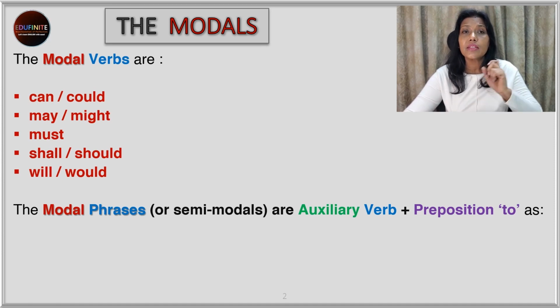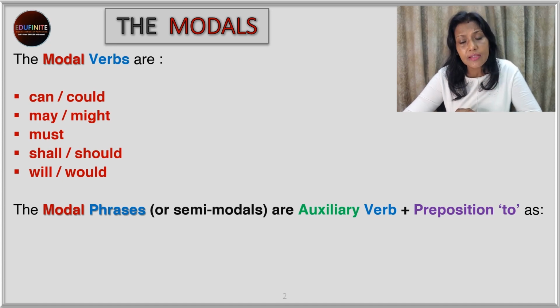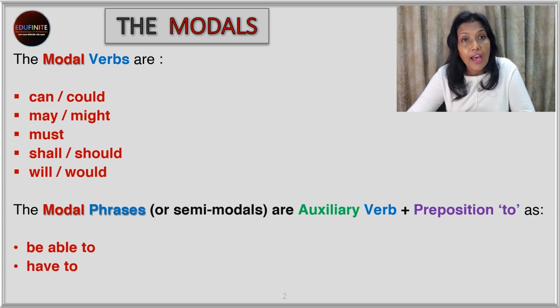Now, there are certain modal phrases. Now, what are these modal phrases? Why do we call them modal phrases? They are also called semi-modals. And what is their formation? Their formation is auxiliary verb plus preposition to. That means auxiliary verb plus to. To is the preposition. And they are as, be able to, have to, ought to, and so on. So these phrases are called modal phrases because they express the modality similar to that of modal verbs. So we call them modal phrases.